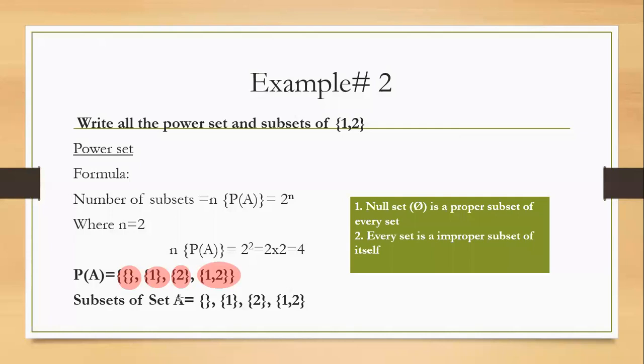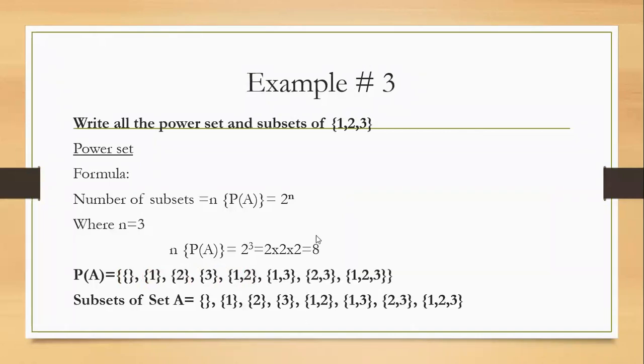Curly bracket close. Now, how can you find the subsets of set A? So simple. By removal of this curly bracket, you get the subsets for set A. In the same way, we can also find the subsets of this set. Here you can see that the number of elements is 3. Therefore, n is equal to 3, and you have to put here n equals 3. We get 2 raised to the power 3.